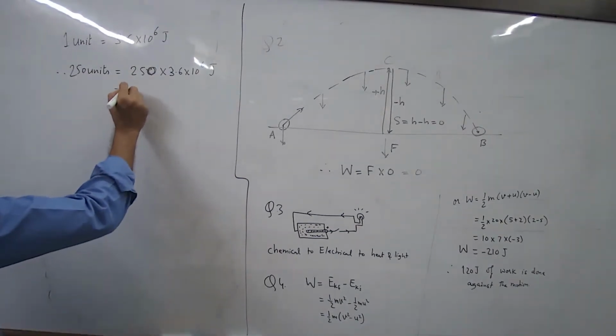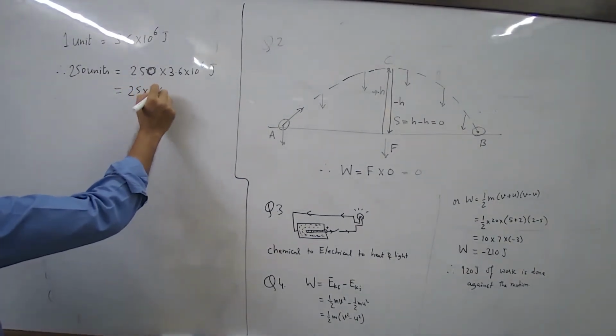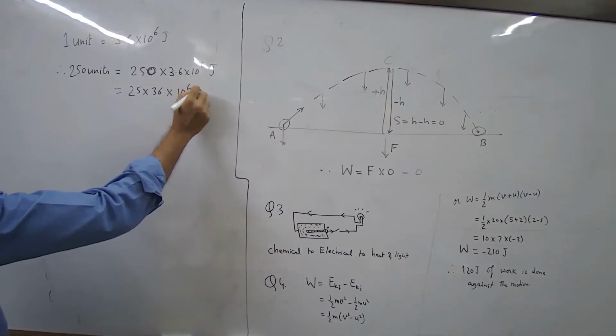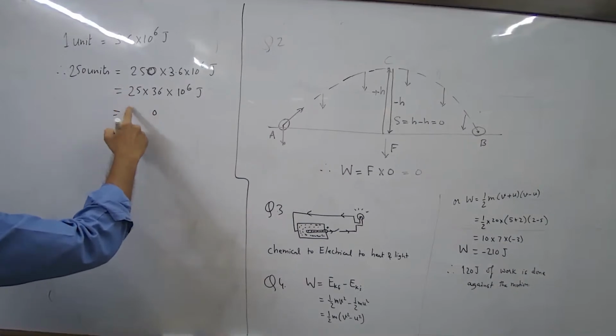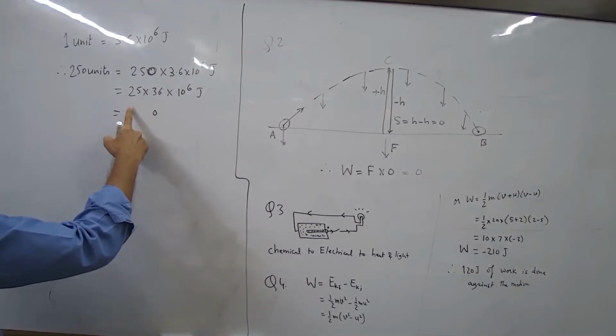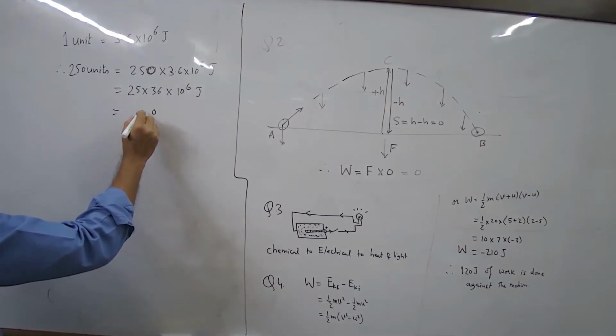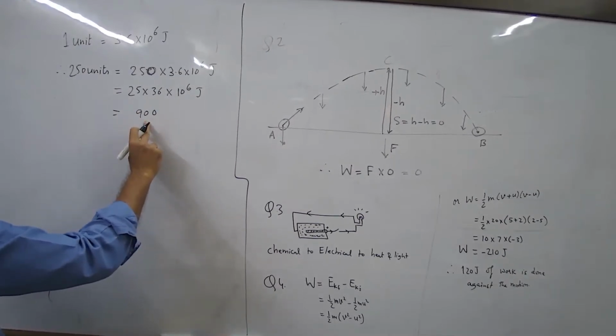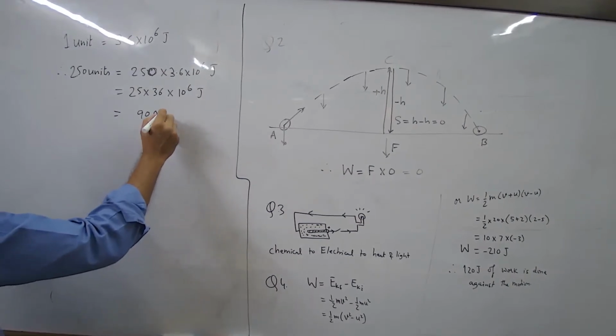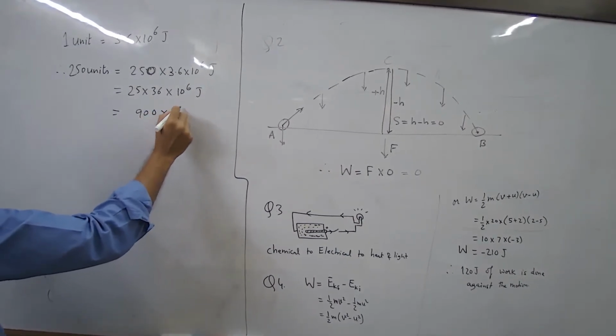Okay, how much is this? So this is 25 into 36 into 10 raised to 6 joules. So how much is this? 25 into 6 is 150, plus 75. 75 plus 15 is 90. Okay. Right? Is this correct?